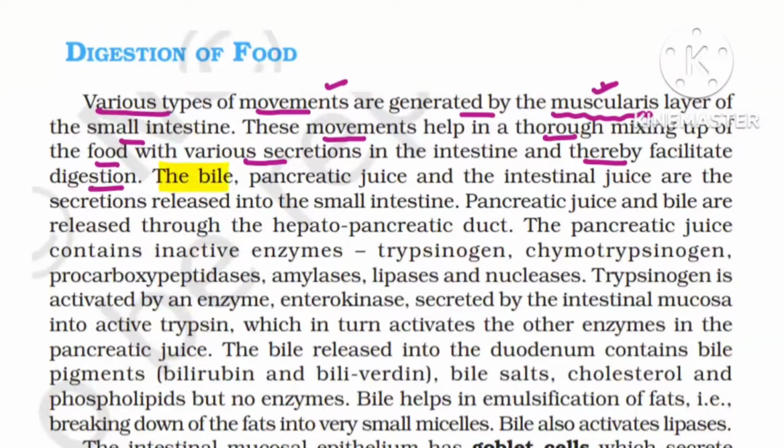The bile coming from the liver, pancreatic juice coming from the pancreas, and the intestinal mucosa is secreting the intestinal juice. These are the three secretions which are released into the small intestine. Clear, beta? Now I'll show you the diagram.